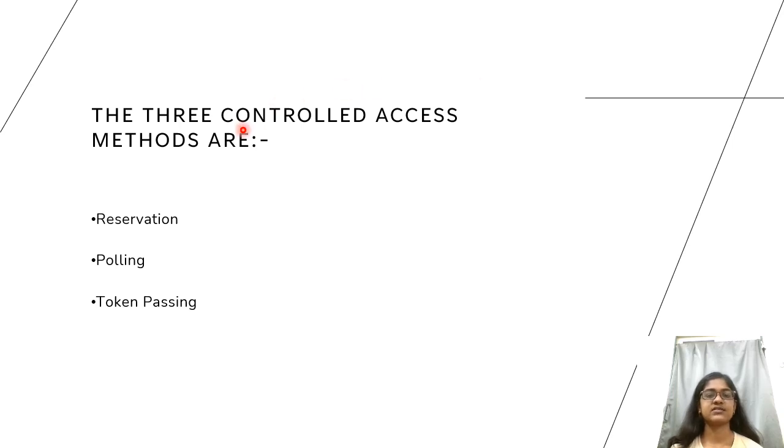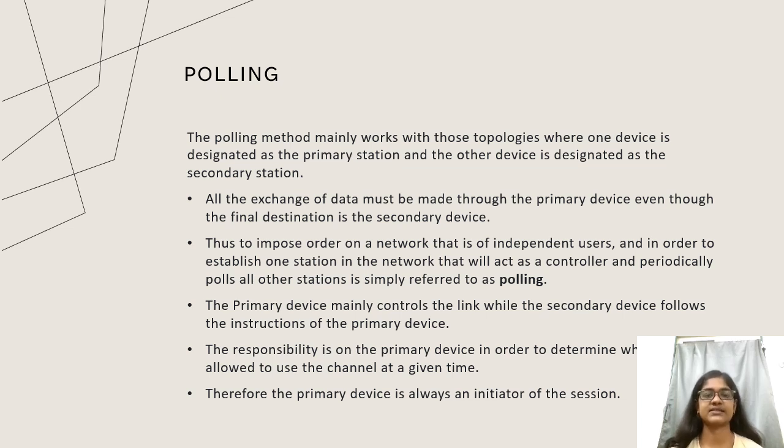Now, there are three methods of controlled access, namely reservation, polling, and token passing. And today we'll focus on polling, which is super useful for networks that need clear, structured communication. So moving on, we'll see polling in detail.